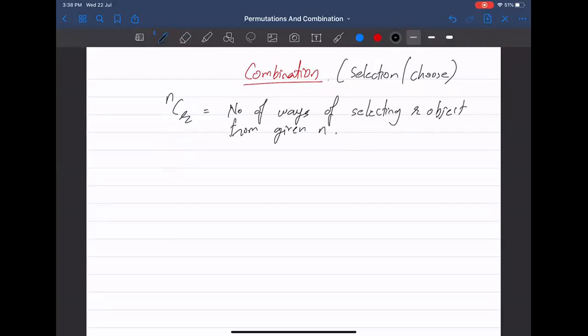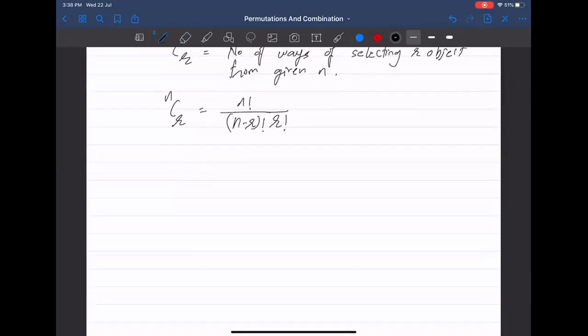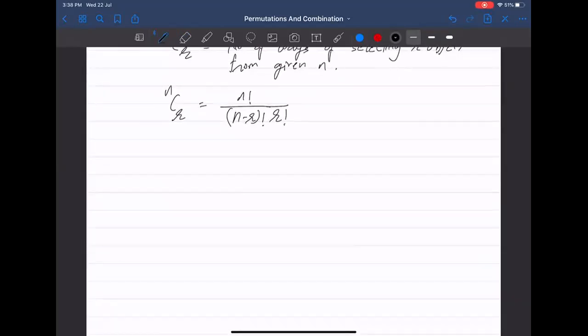Okay, what is the formula of NCR? NCR will be equal to n factorial divided by (n minus r) factorial into r factorial. My old students will be familiar with this. We have used this in which topic? Binomial theorem. We have used this very much. So don't worry, it's nothing great in the topic. We are going to use it again.